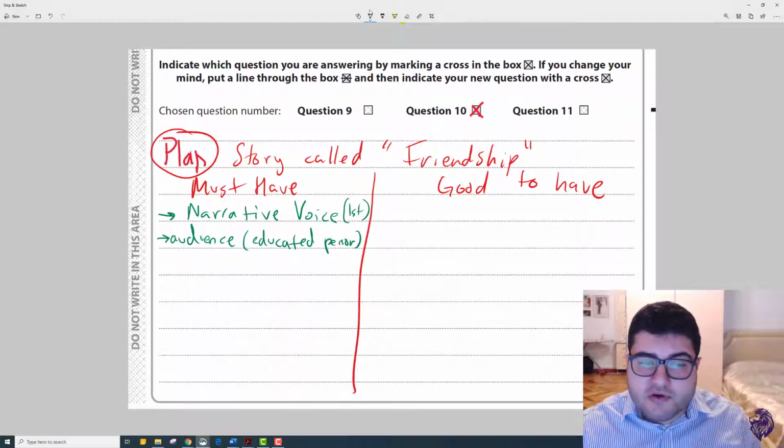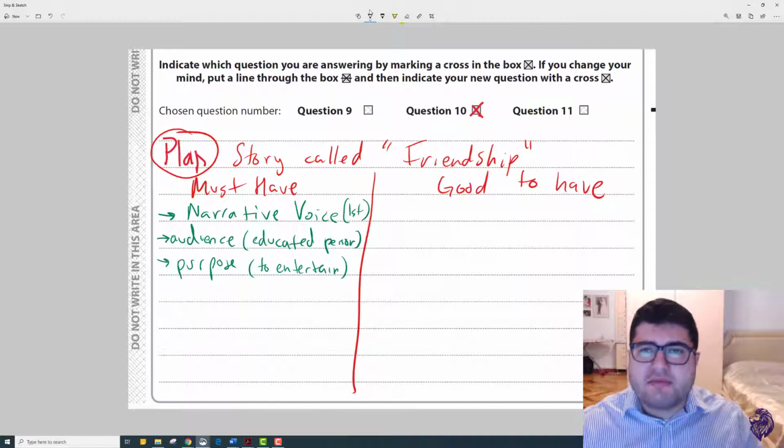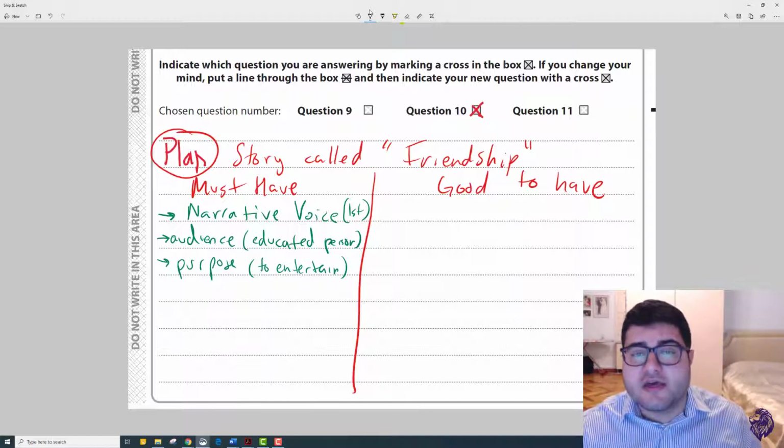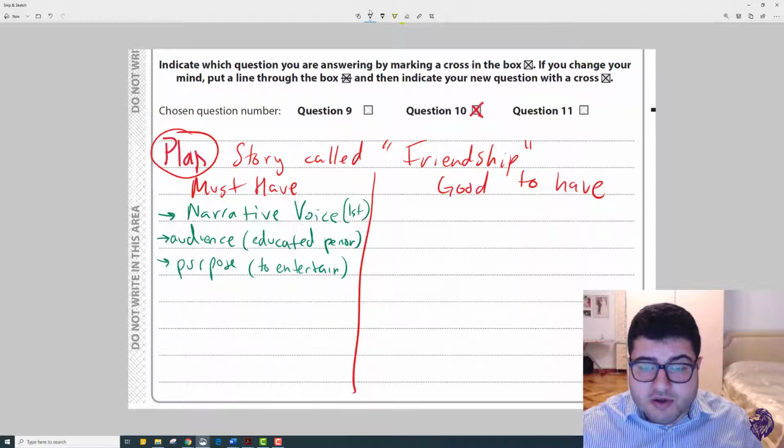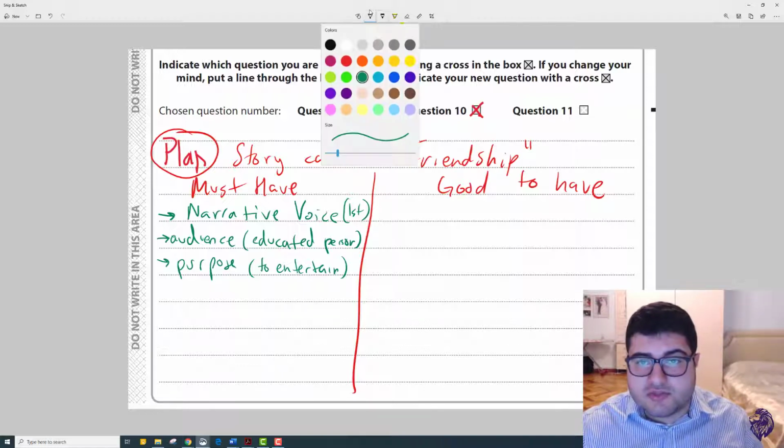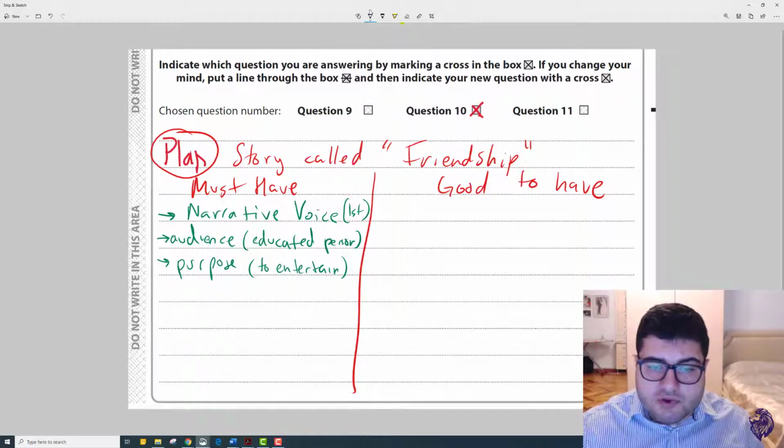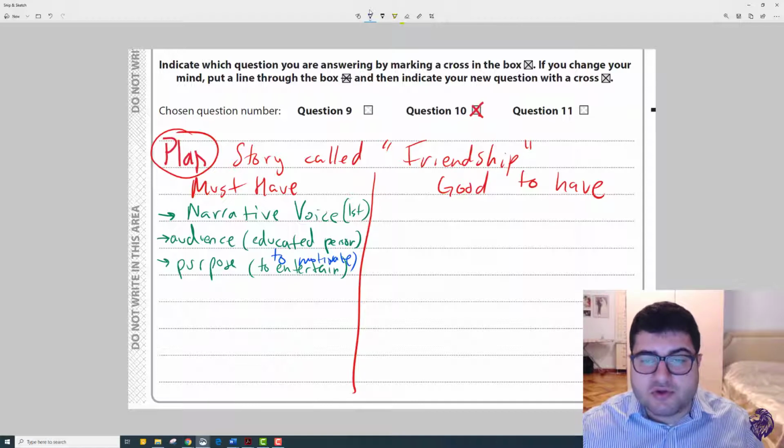The purpose of your writing is maybe to entertain. There might be another purpose, for example, to entertain and educate. Sometimes that's kind of to entertain, maybe to motivate also. I'll add that here. Let me just do it with a different pen. And also to motivate, especially with a title like Friendship. Maybe my story also wants to motivate.